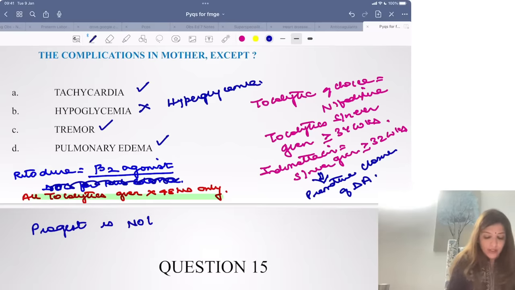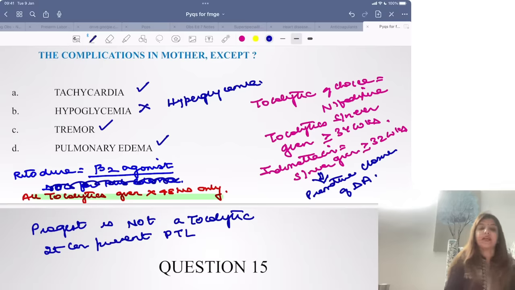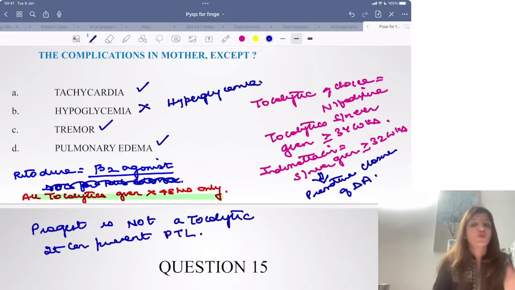Please remember, progesterone is not a tocolytic. It can prevent preterm labor, but it cannot treat preterm labor once the contractions begin. So do not say progesterone is a tocolytic. Progesterone is not a tocolytic, right?